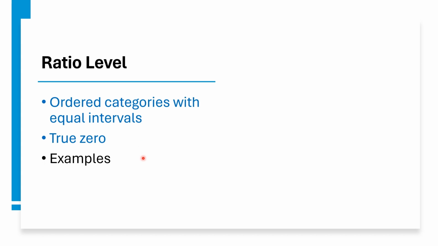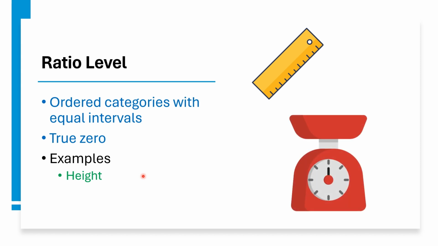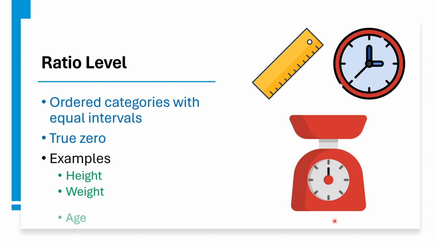Examples include height, where 0 height represents the absence of height. Weight is another example, with 0 weight indicating the absence of weight. Age is also a ratio variable, as 0 age signifies no age. Ratio data is the most informative and versatile level of measurement, enabling the widest range of statistical analyses.